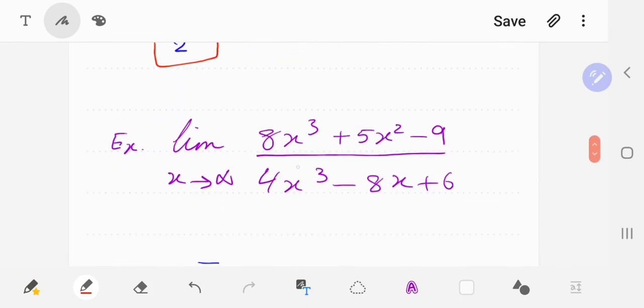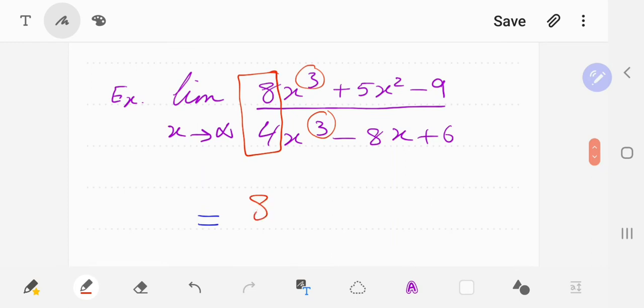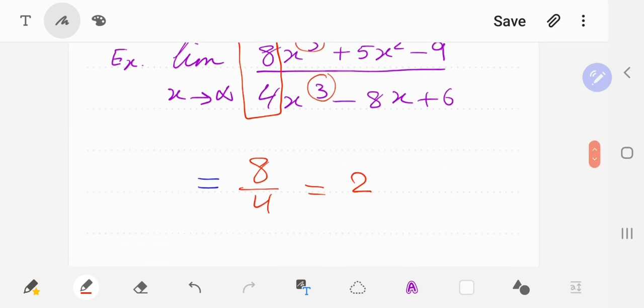We have 8x cubed plus 5x squared over 4x cubed minus 8x. The highest power is x cubed here. So what are the coefficients of x cubed? It's 8 over 4. So immediately the answer will be 8 over 4, which is 2.